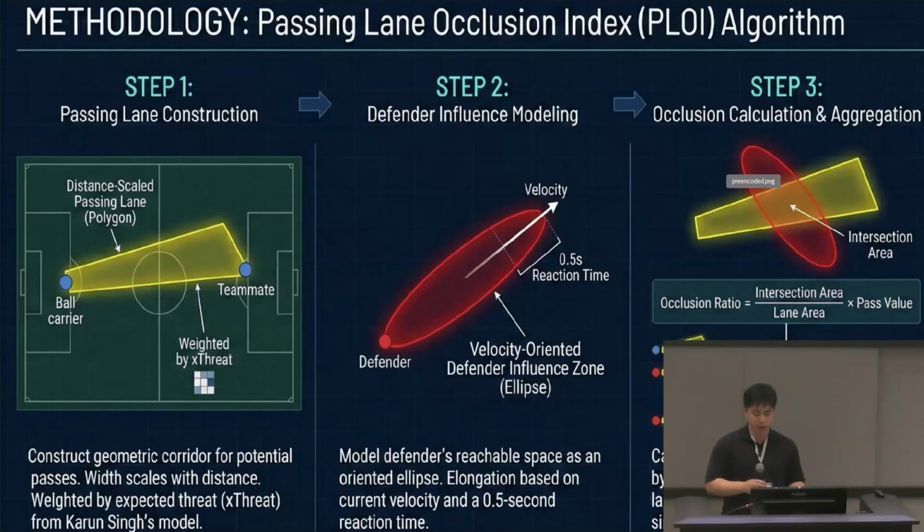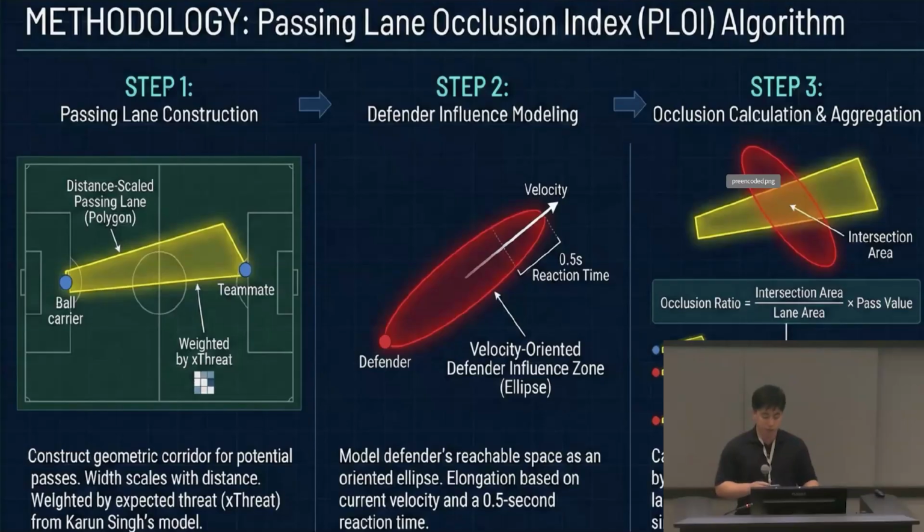And then step 3 would be occlusion and then adding on a value. We compute how much of the lane polygon is covered by that ellipse, and you get an intersection-to-area ratio. Then you weigh that by how dangerous that pass would be using an expected threat model. So blocking a through ball would count more than blocking a harmless recycle pass.